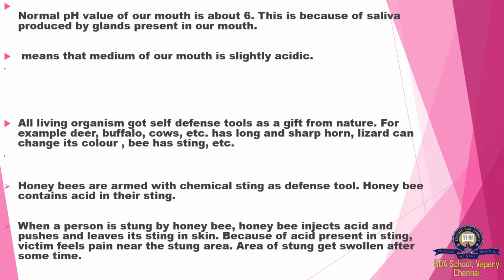The normal pH value of our mouth is about 6. This is because of saliva produced by glands present in our mouth. It means that the medium of our mouth is slightly acidic. Yes, because it is less than 7, our mouth is slightly acidic.